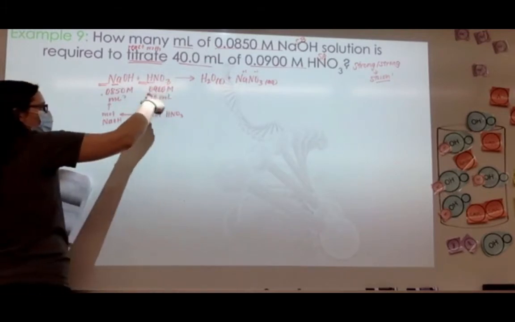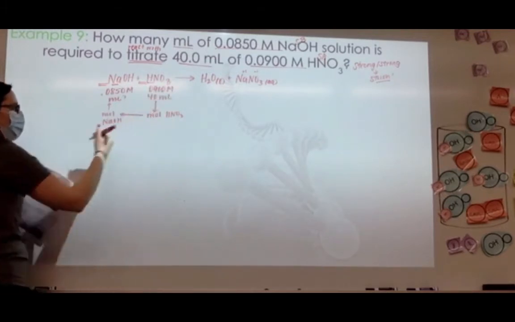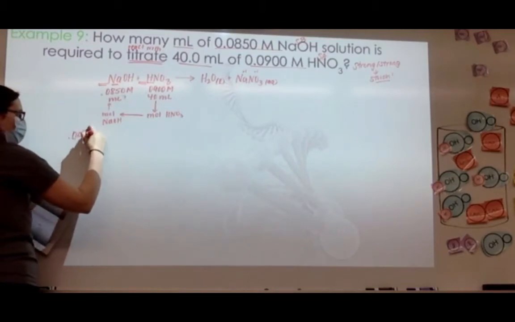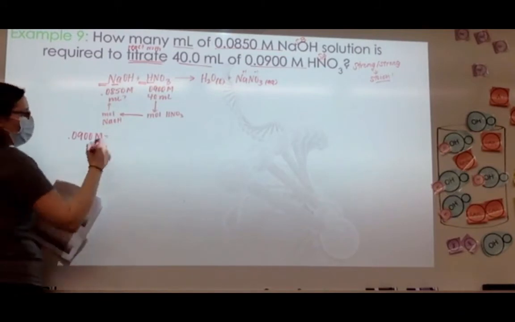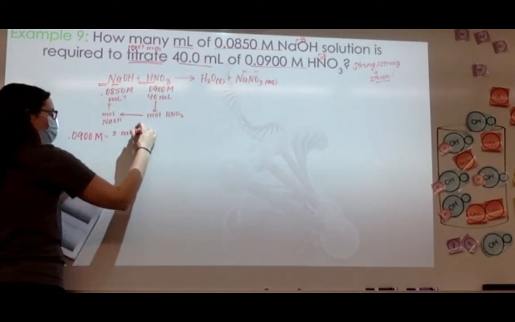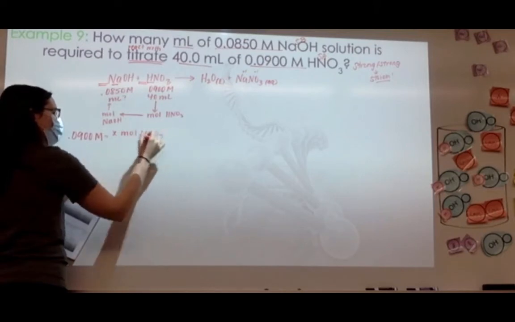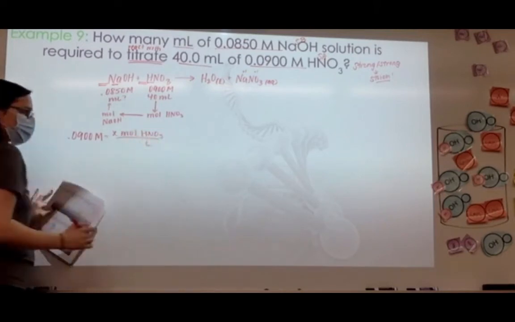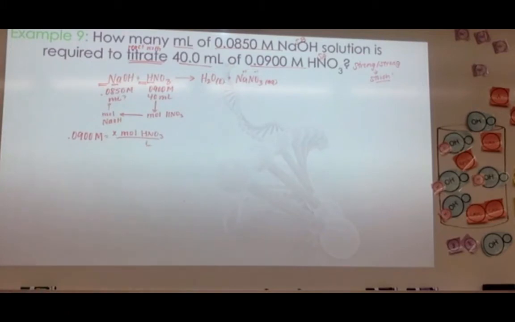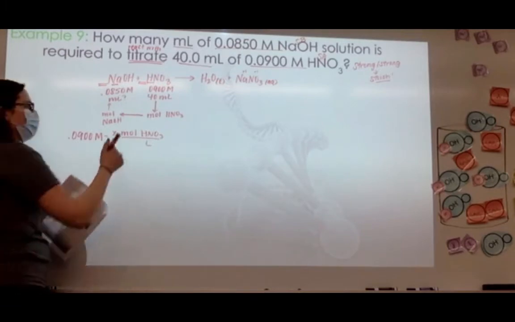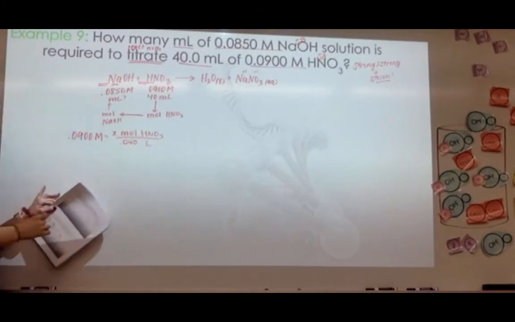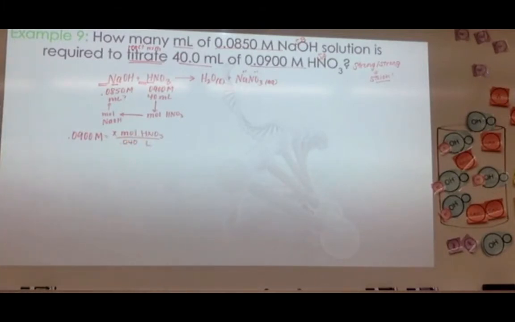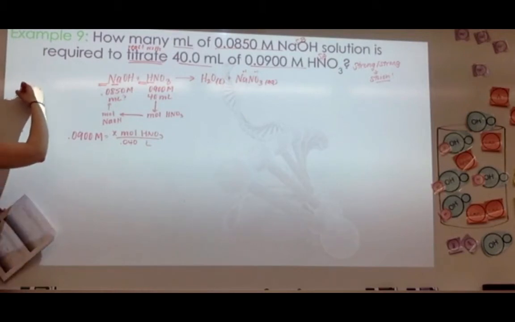So I'm going to start by taking my molarity and my volume and figuring out moles. So 0.0900 molar HNO3 is moles over liters. Be careful when you use molarity. Volume has to be in liters. 40 milliliters is 0.04 liters. Remember, there's 1,000 milliliters in a liter.